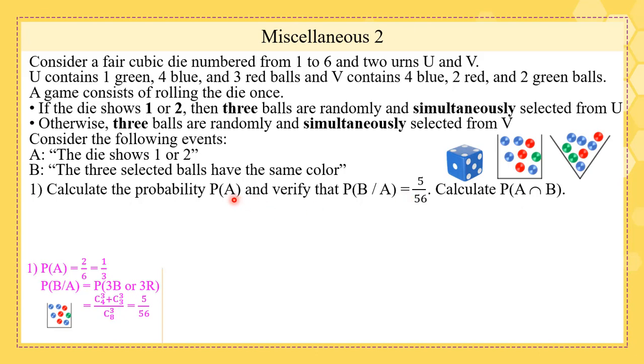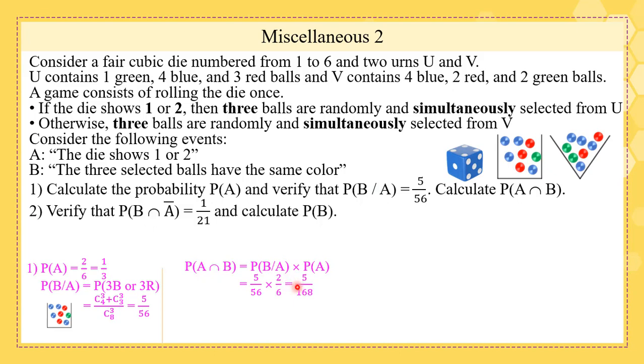Now calculate the probability of A intersection B. After knowing the probability of A and the probability of B given A, we go back to the formula, the rule of conditional probability, to get 5 over 168. Now, verify that the probability of B intersection A bar is 1 over 21. This is going to be done similarly. For the intersection we use the same formula.